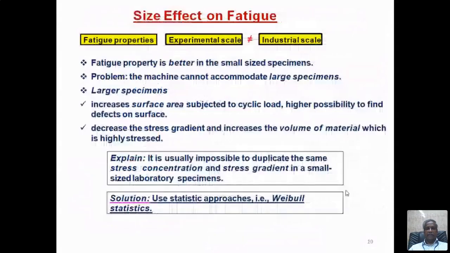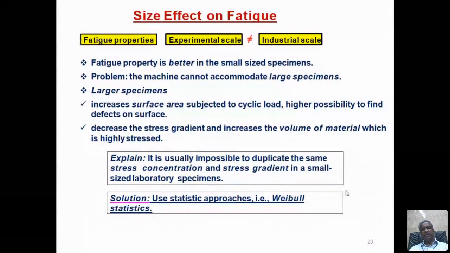Okay, so size effect. Another one is the size effect on fatigue. Size effect arises because most of the fatigue data we generate in the labs uses a standard specimen. The specimen size is a restriction, a limitation. Though it simulates the actual specimen, the size is small. So whether the data you generate in the lab is applicable to the industrial scale? The experimental scale is not equal to the industrial scale.